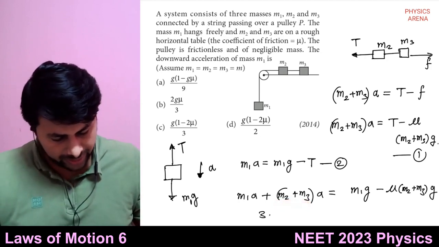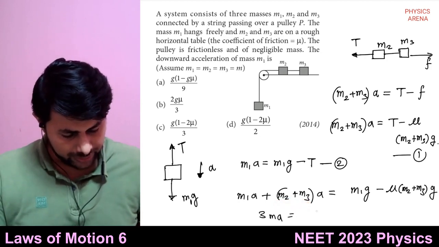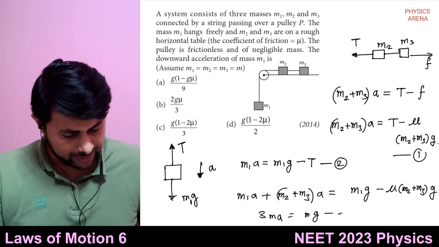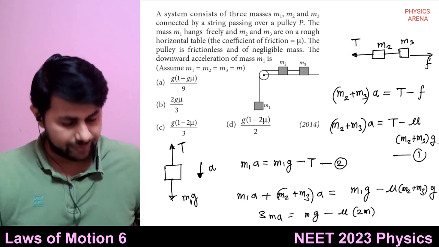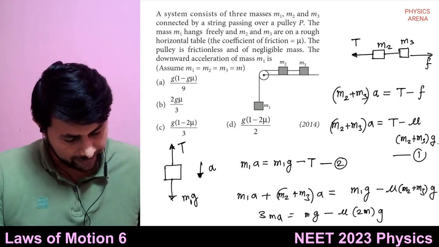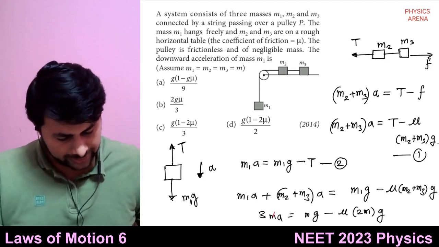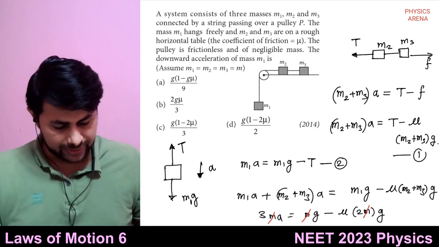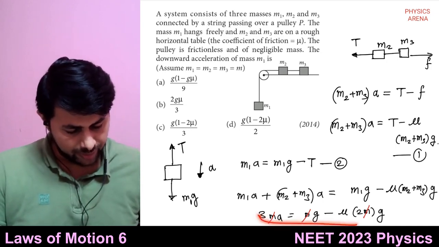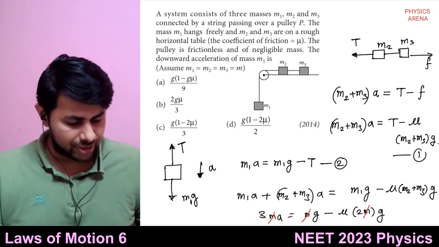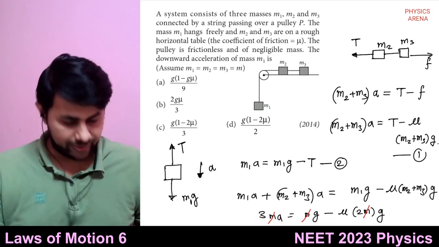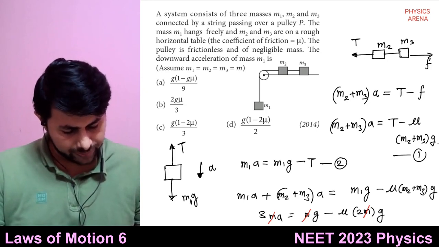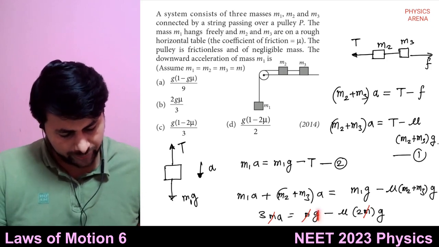Okay, so this is 3m. So 3m times A is equal to m times g. So you can take m common also. M times g minus mu times 2 times m. m2 plus m3 is 2 times m multiplied by g. You can cancel out m from everywhere, and then you want to find out the acceleration. So take 3 on the other side. So it is g minus mu times 2g divided by 3. Or you can take g common. So what do you get? Which option? If you take g common, you get 1 minus 2 mu.